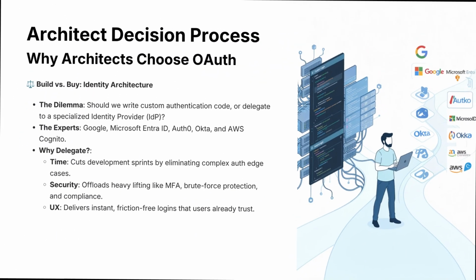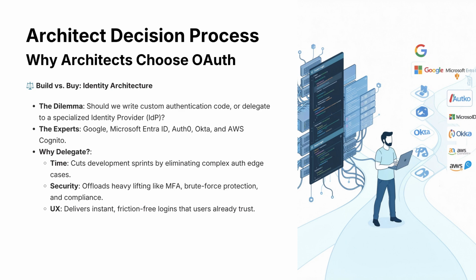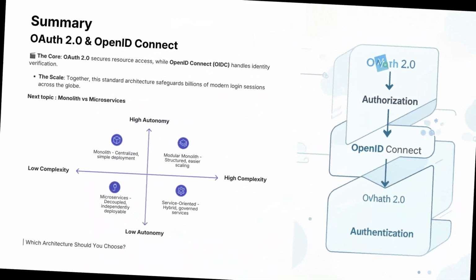Architects ask a simple question. Should we build our own login system, or should we trust an established identity provider? For most applications, using Google, Microsoft Entra ID, Auth0, Okta, or AWS Cognito saves time, improves security, and provides a better experience for users. Let's summarize.